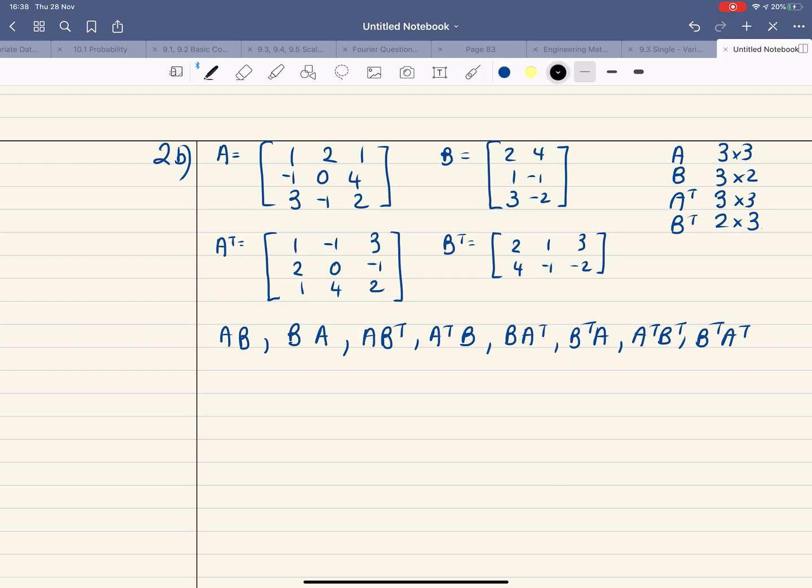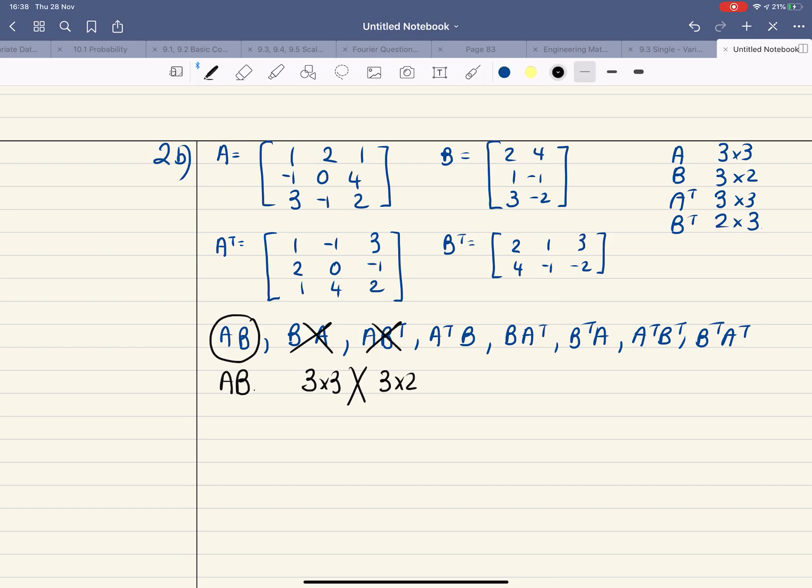So if we start with AB first of all, it's 3 by 3 by 3 by 2. So that one is possible. If I look over here, B with A with a 2 is not going to be possible. So just cross that one out before we begin, because it's B first and then A. The B has to be the same as the first one of the A, so that one's not going to be possible. A, B transpose, we've got the 3 with a 2, so that's not going to be possible.